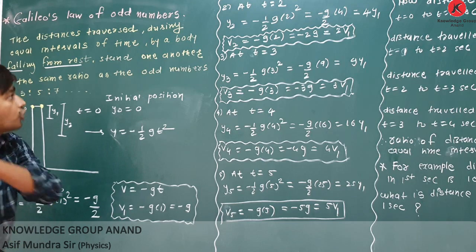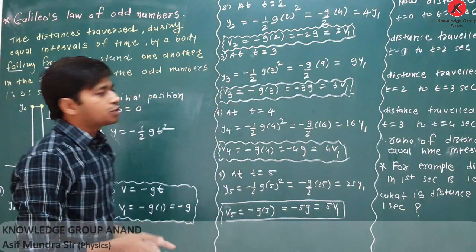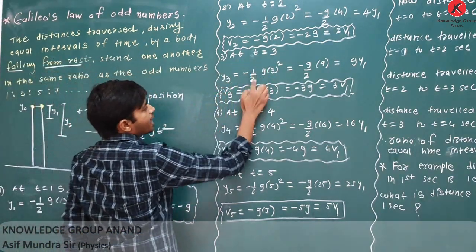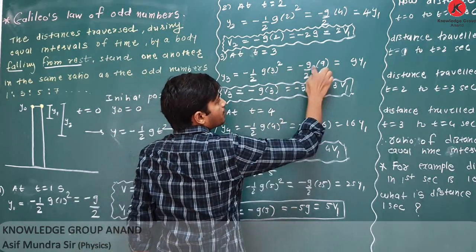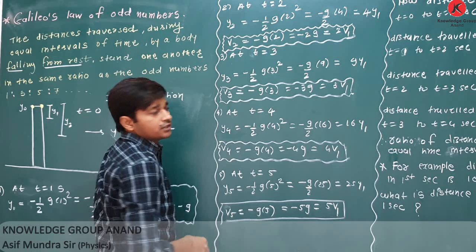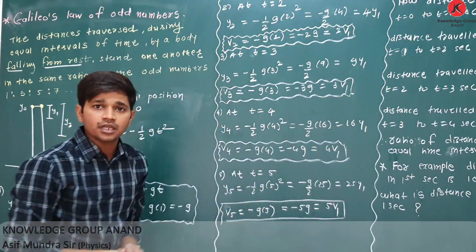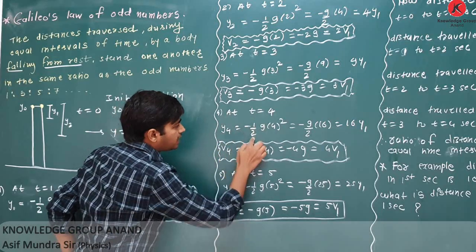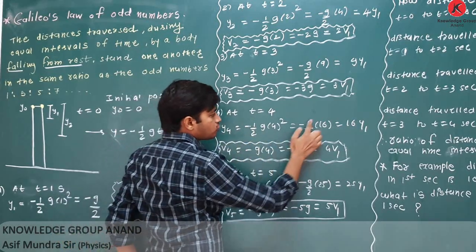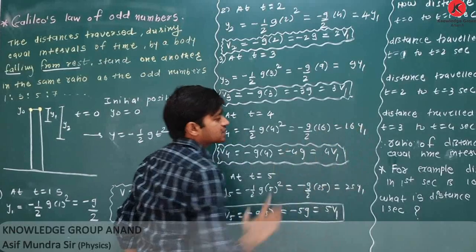At time t equal to 3, y3 is equal to minus half g times 3 square, minus g by 2 times 9, and minus g by 2 again is y1, so it is 9 y1. Clear? At time t equal to 4, y4 is equal to minus half g times 4 square, minus g by 2 times 16, so it is 16 y1.